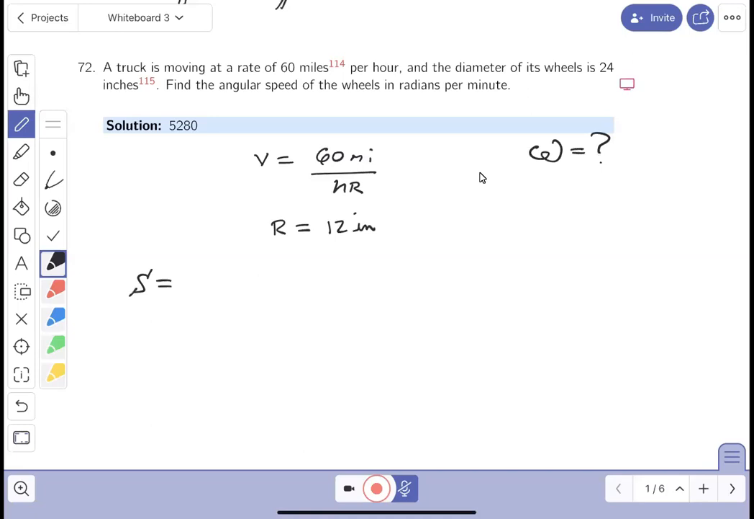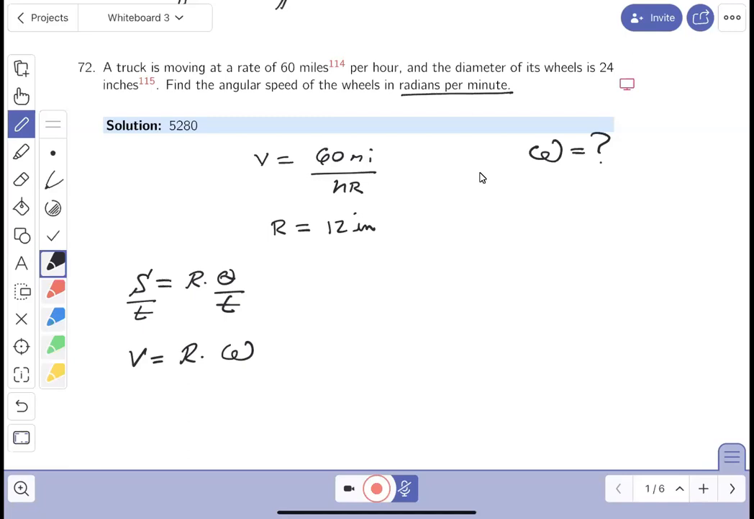Let's write this down. S equals R theta. I'm going to divide through by T. S over T we call V, R, and theta over T we call omega. All right, I have troubles here. I want to be honest with you. They want radians per minute. So I got some trouble.